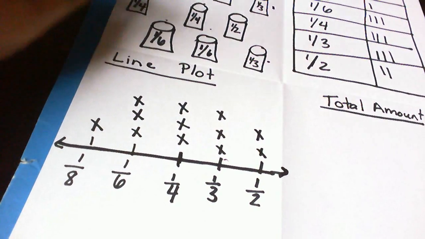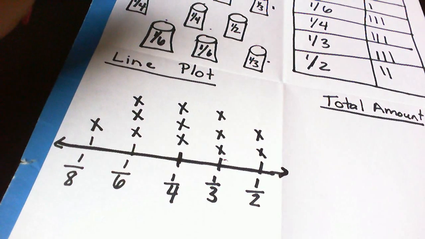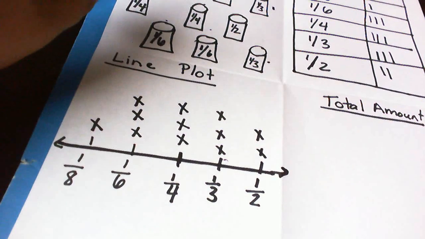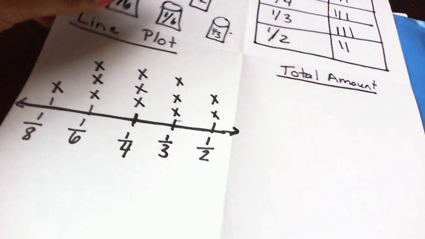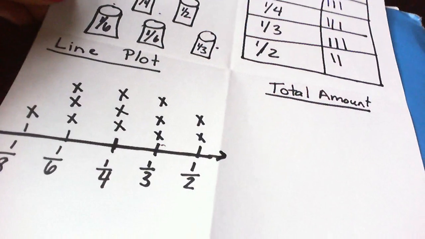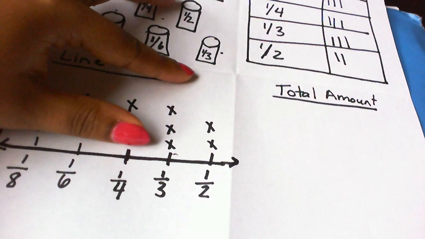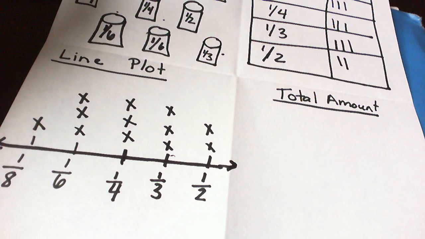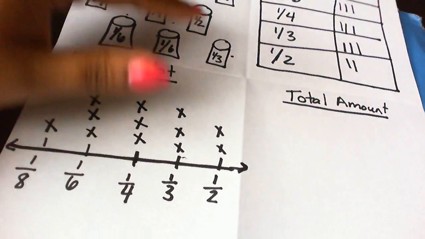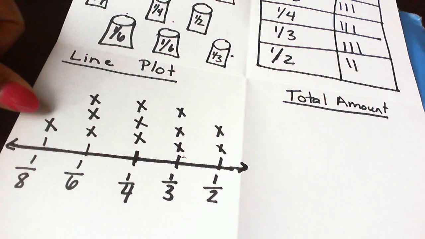So finally I want to know how much water is there in all of these things. So now we go to our total amount. Now when we get to our total amount, we're really going to be using our addition and multiplication strategies for fractions in order to find the total. So this is how we set it up.